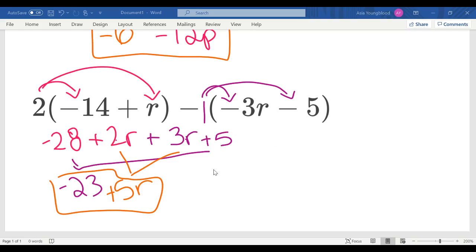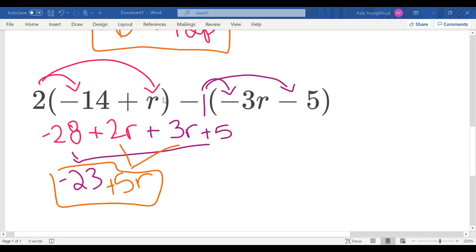My students in class then helped me combine like terms. So one student saw that we can combine negative 28 and 5 to get negative 23, because they both don't have a variable. And my other student said we could combine 2r and 3r because they both have an r, and that gets us 5r. So our final simplified answer for this expression is negative 23 plus 5r.